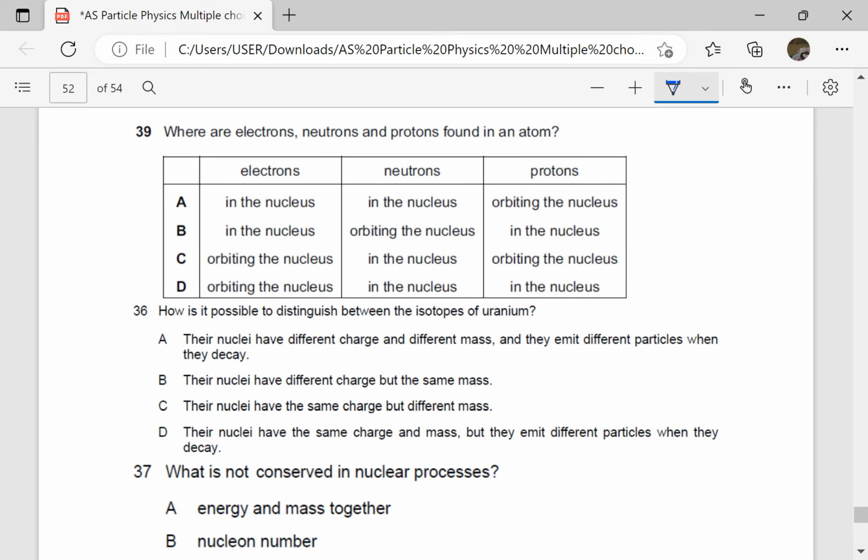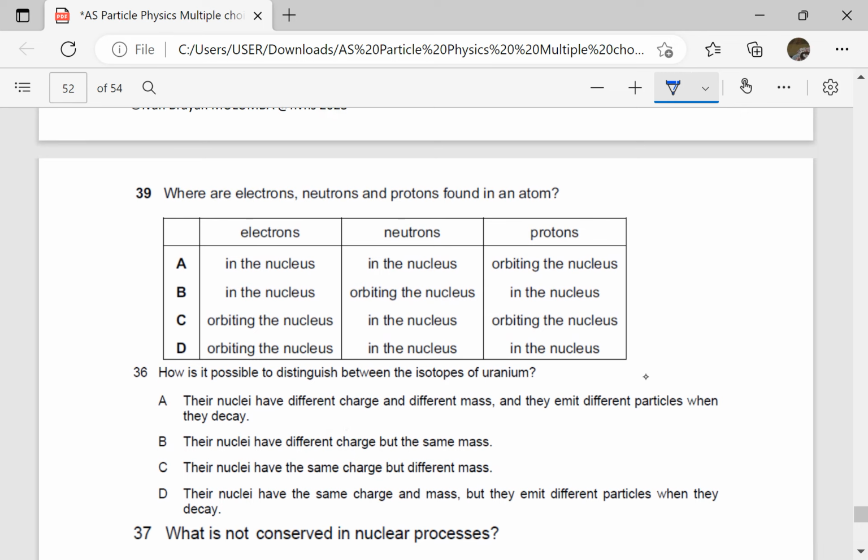Where are electrons, neutrons, and protons found? Electrons revolve around the nucleus. The neutrons and protons are found in the nucleus. So electrons are not in the nucleus. Neutrons are in the nucleus. They are not orbiting the nucleus. They are in the nucleus. So we have already eliminated A and B because they were saying electrons are in the nucleus. So electrons orbit the nucleus, the neutrons are inside the nucleus, the protons are also inside the nucleus. So the answer is D.